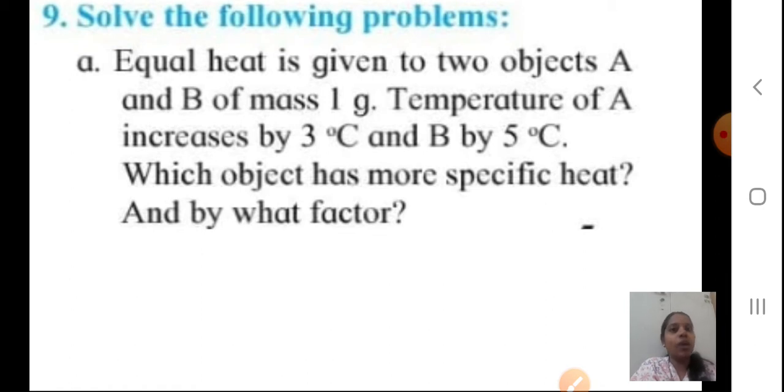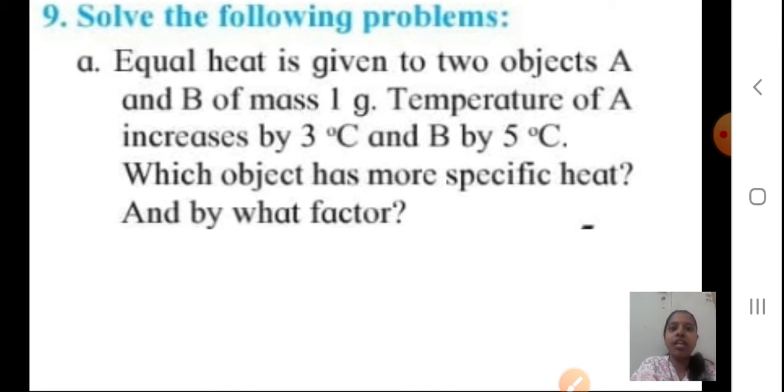The mass is 1 gram, so the mass is also the same, 1 gram. The temperature of A increases by 3 degrees Celsius, and B by 5 degrees Celsius. Which object has more specific heat and by what factor? Meaning A or B, which has a greater capacity to absorb more heat?